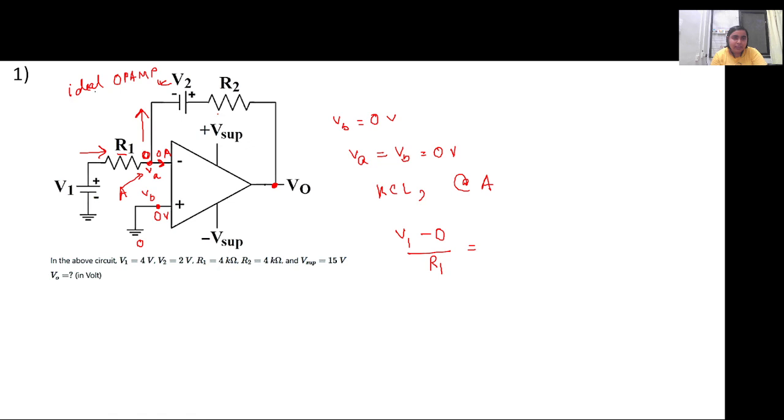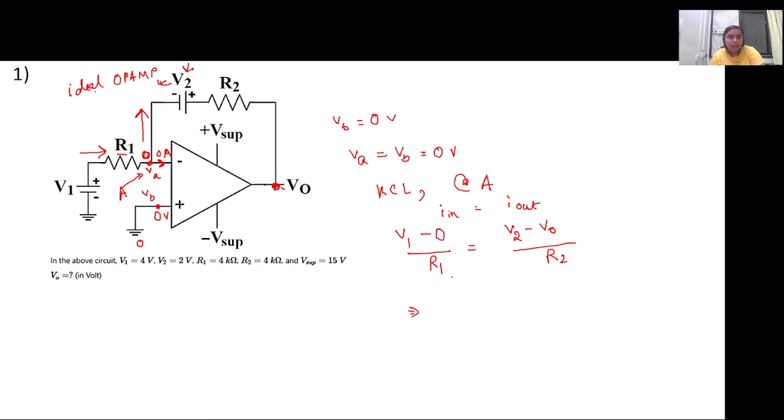whatever current is flowing out of the circuit. So we will encounter V2 first. So it will be V2 minus this node voltage V0, divided by R2. Current flowing in is equal to current flowing out, right?